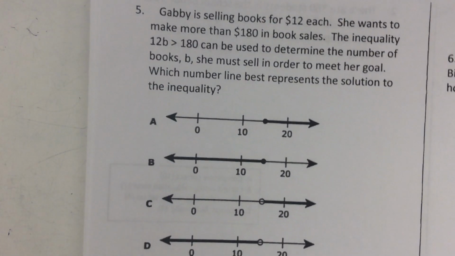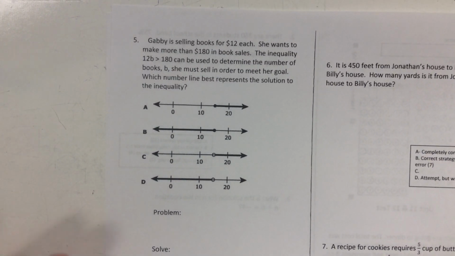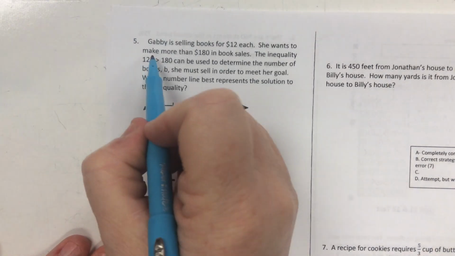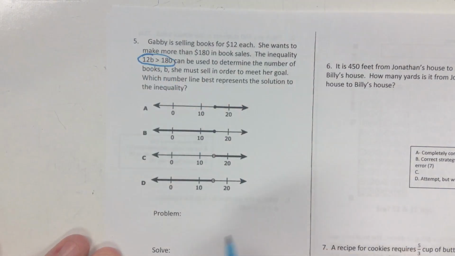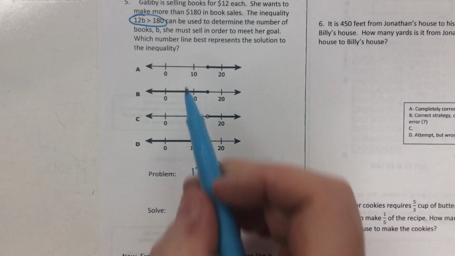All right, a lot of people also on this one had a little trouble, and I did not expect it. The problem right here is already in there. It is 12b is greater than 180. Nobody counted off for that part. But the problem is that we got to an answer and we didn't actually tell us what the answer was. We're trying to solve it.